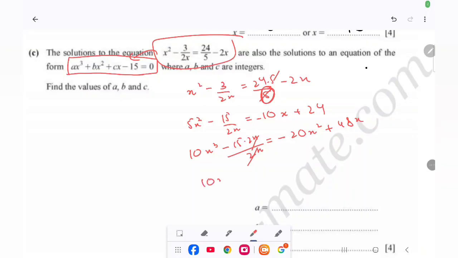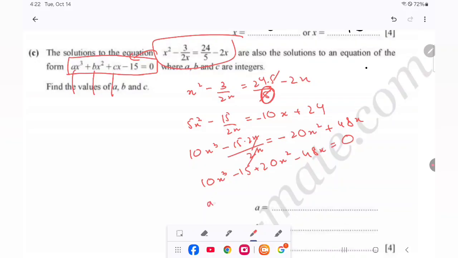Simplified further, 10x cube minus 15, add both sides 20x square, subtract both sides with 48x is equal to 0. Now the a value right here and b, c, now we can calculate easily.